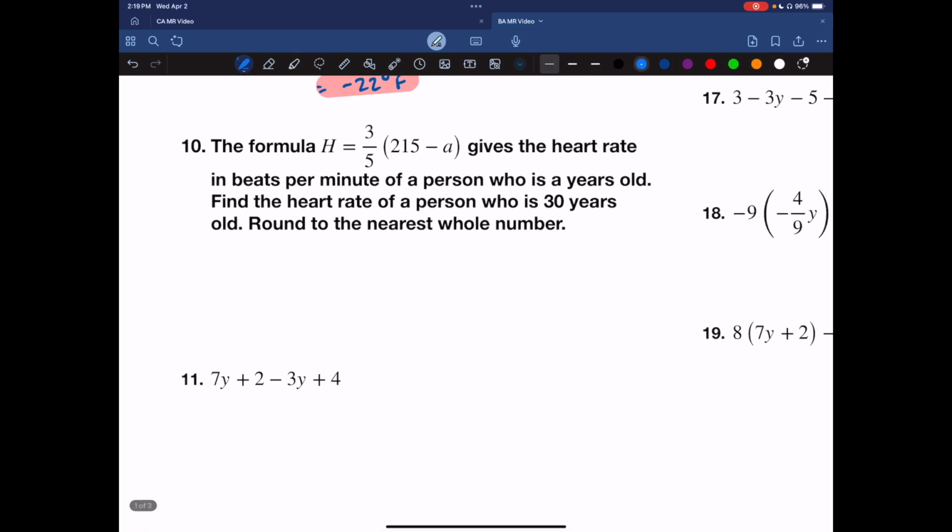Number 10, the formula gives the heart rate in beats per minute of a person who is A years old. Find the heart rate of a person who's 30 years old. So I'm going to take 30, plug it into A, so that's going to be H equals 3/5 times 215 minus 30, 3/5 times 185. And then it says round to the nearest whole number, so if you get a decimal, you want to follow that rule. But I think this is going to be 111 evenly. It's going to divide evenly here. So that's going to be 111 beats per minute.